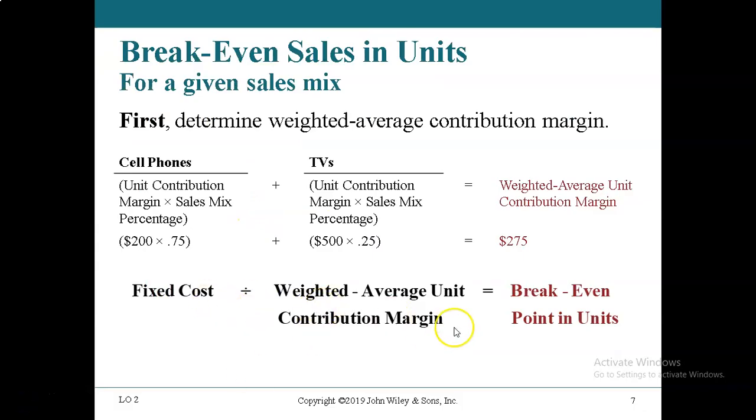So basically it's the same thing that's written here. Okay, so fixed cost is $275,000. That has to be given to you. And then you divide by the weighted average contribution margin, $275. So what is the break even in units? It's 1,000. That means we have to sell 1,000 units total to break even.